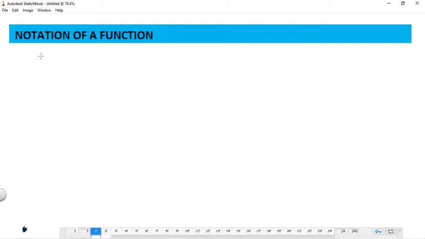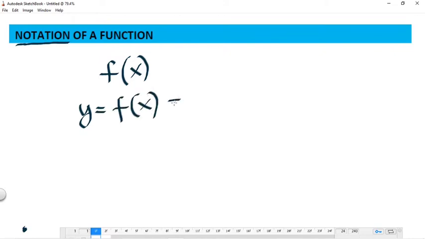The next part is all about the notation of a function. When we say notation, it refers to symbols that represent something. For function, the common notation is a letter F and an X with an open and close parenthesis. For example, let's write this one. Y is equal to this notation, wherein the equation involved is x plus 1.